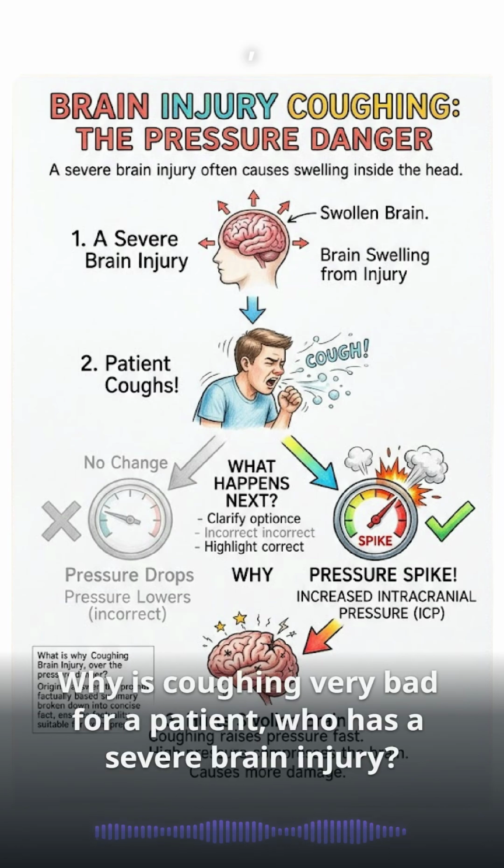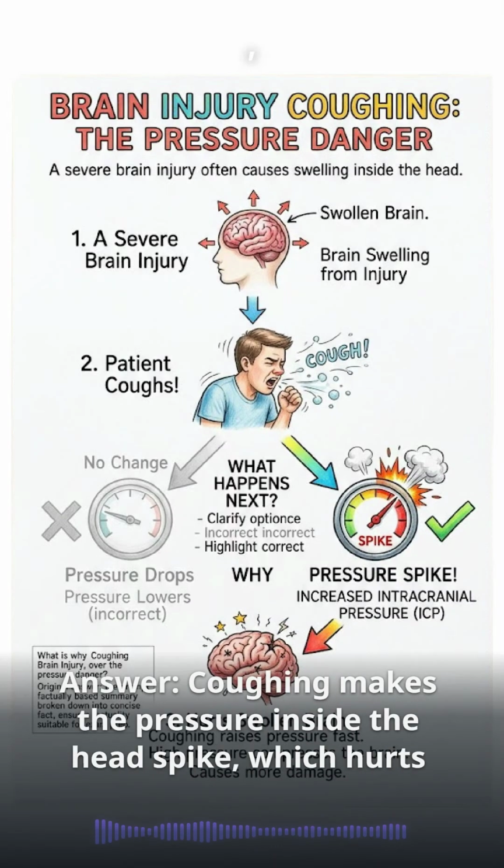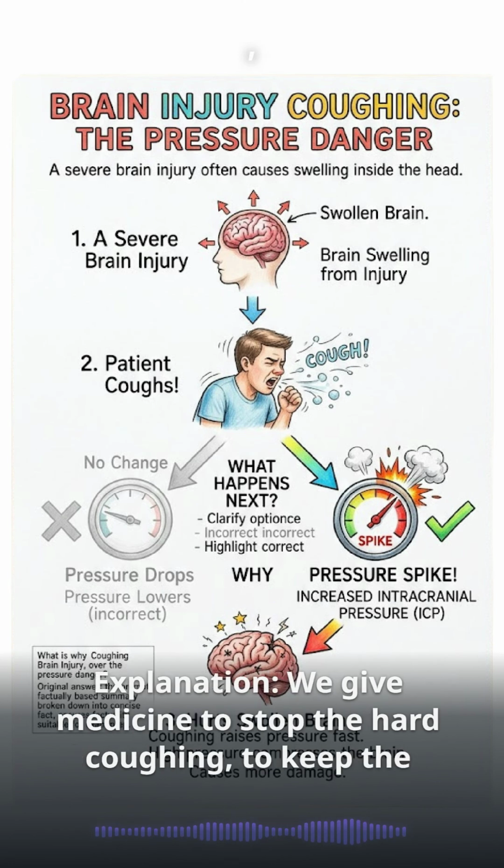30. Why is coughing very bad for a patient who has a severe brain injury? Coughing makes the pressure inside the head spike, which hurts the swollen brain more. We give medicine to stop the hard coughing, to keep the head pressure very low.